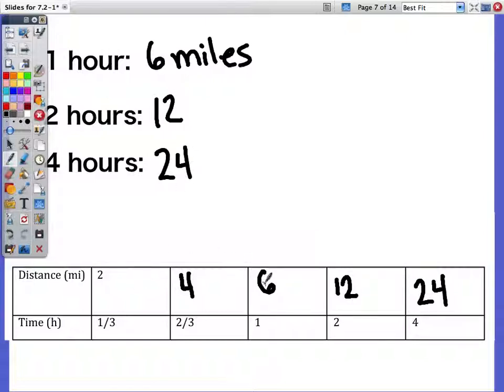Once we figure out how far she would have biked in 1 hour, it goes a lot faster for us.